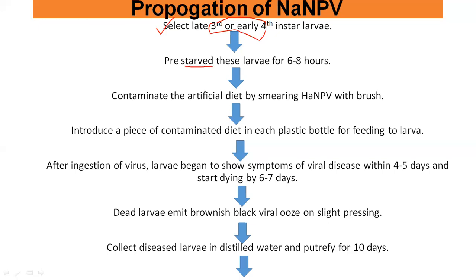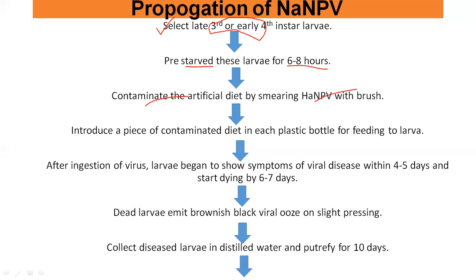Pre-starve these larvae, keep them a little hungry; they need pre-starvation of 6 to 8 hours. After these 6 to 8 hours, with our artificial diet already prepared, we need to contaminate it with the HNPV virus using a brush. With the brush, we take the virus that we have available, either obtained naturally or from a different agency where HNPV is actually produced. We smear a small quantity of this HNPV virus on the prepared artificial diet.